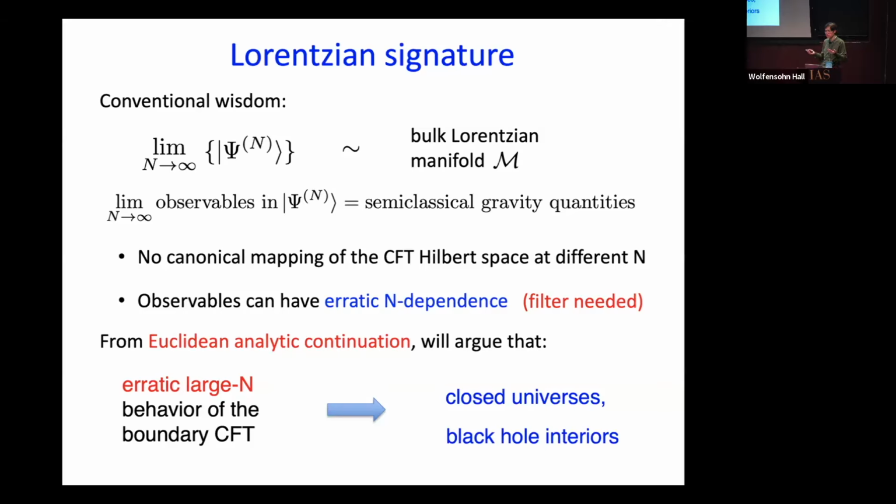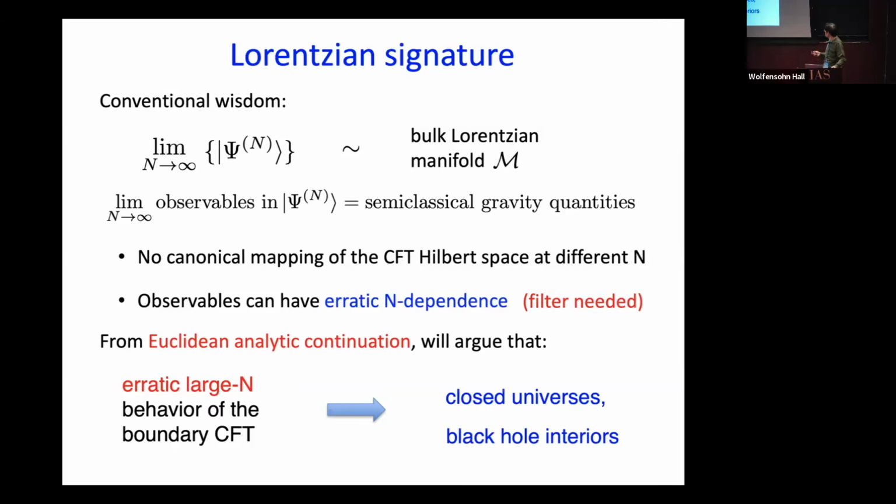Yes, the CFT Hilbert space depends on n. Take N equals 4 super Yang-Mills theories at different n, say SU(2) and SU(3); there's no canonical mapping between them. For a subset of states you can do it, but not for the full Hilbert space.